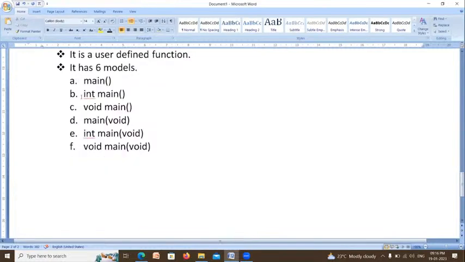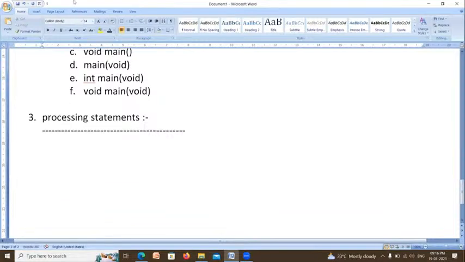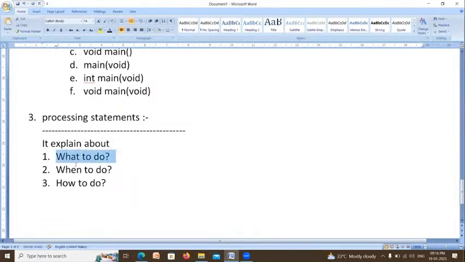So it is about the main function. Now the third part is called processing statements. Processing statements means actually it is a solution to the program. It explains three things. One is what to do in order to solve a problem. Second one, when to do this task. Third one, how to do. Processing statements explain about these three things.